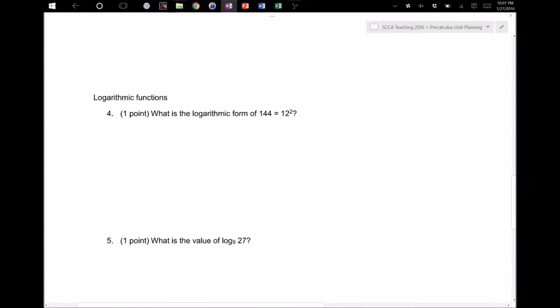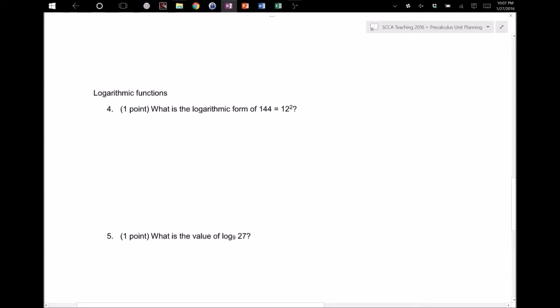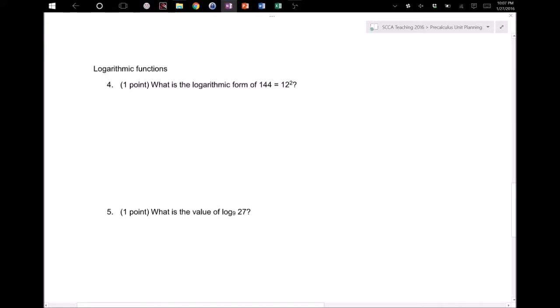Okay, now we finish that. So what is the logarithmic form of 144 equals 12 to the second power? Basically, all we're going to do is take log base 12 of 144, which equals log base 12 of 12 to the second. But by definition, log base 12 of 12 to the second gives me 2. So log base 12 of 144 equals 2.